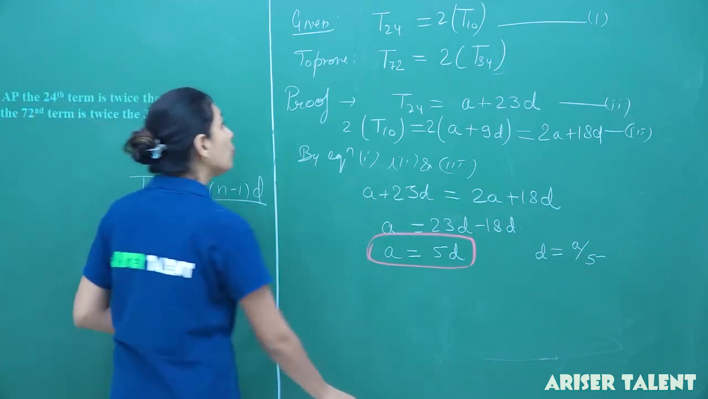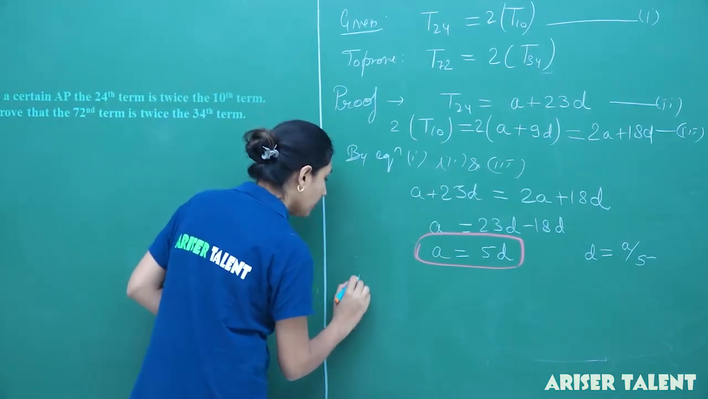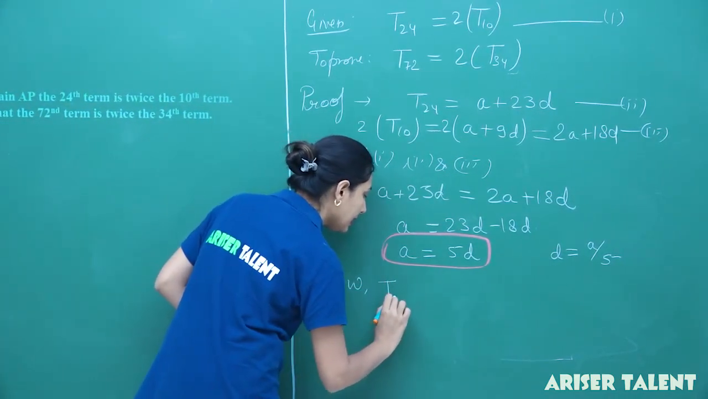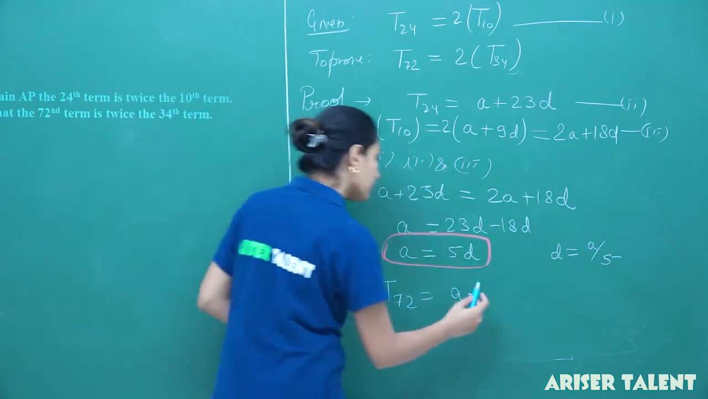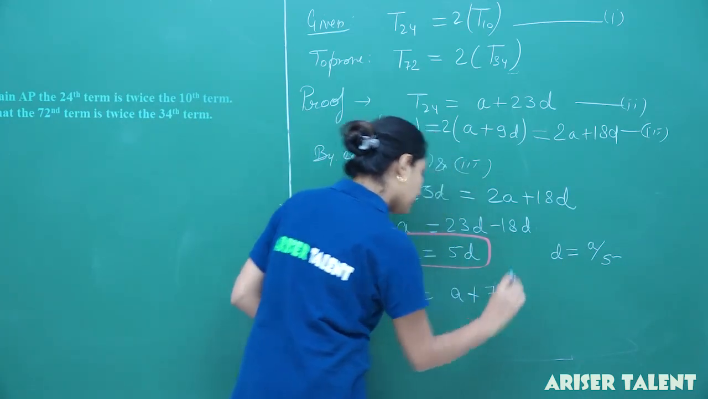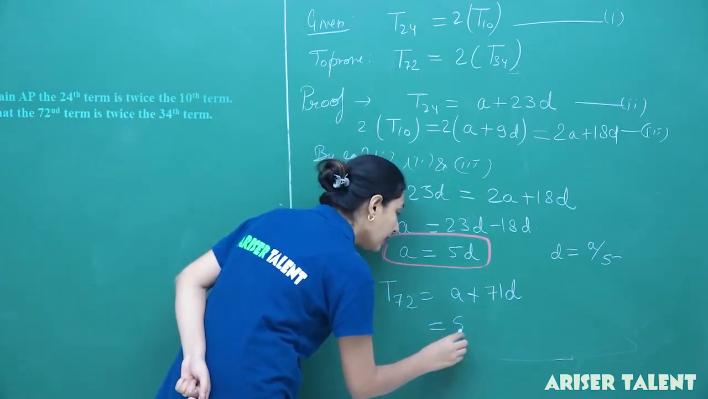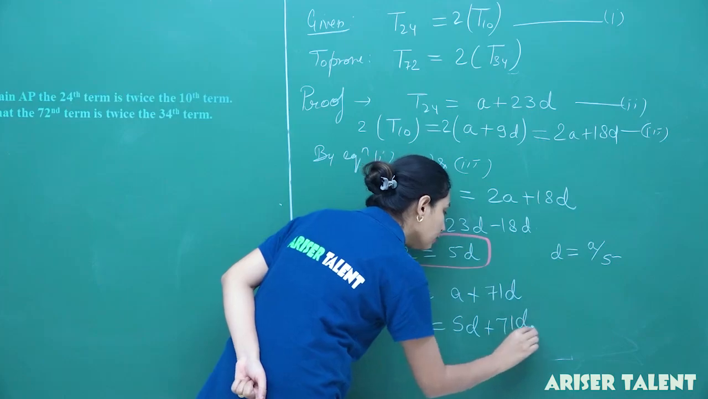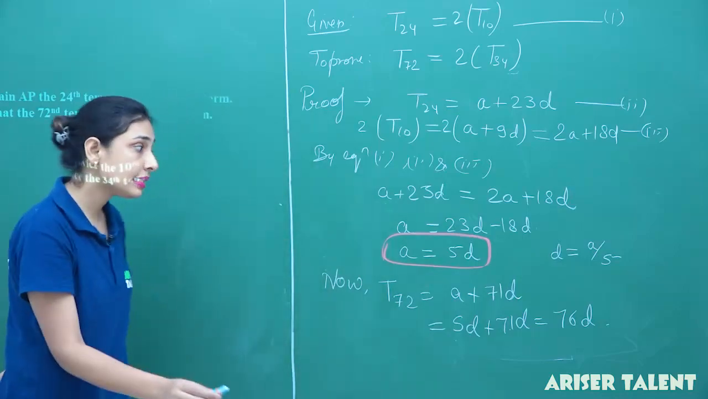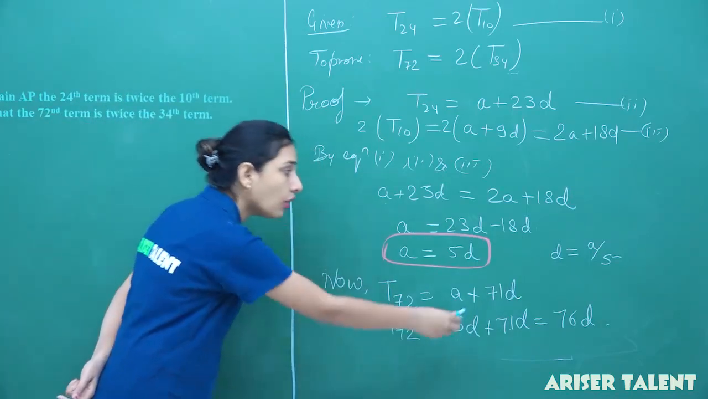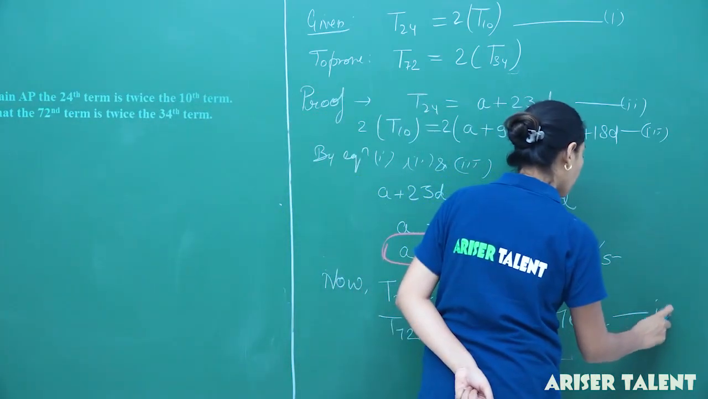Now what I have to prove about T72. Now T72 equals to what? A plus what? 71D, right? But A equals to 5D. So can I write it equals to 5D plus 71D? So it will become what? 76D. So T72 is equals to 76D, and now I am telling you to create it as equation 4.